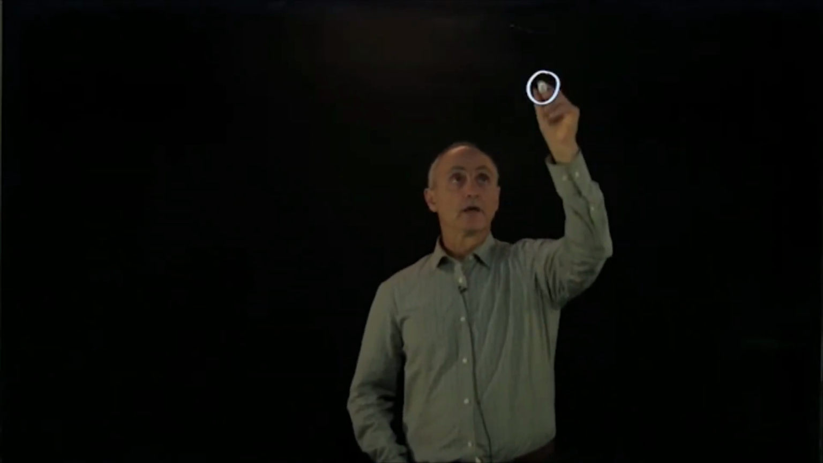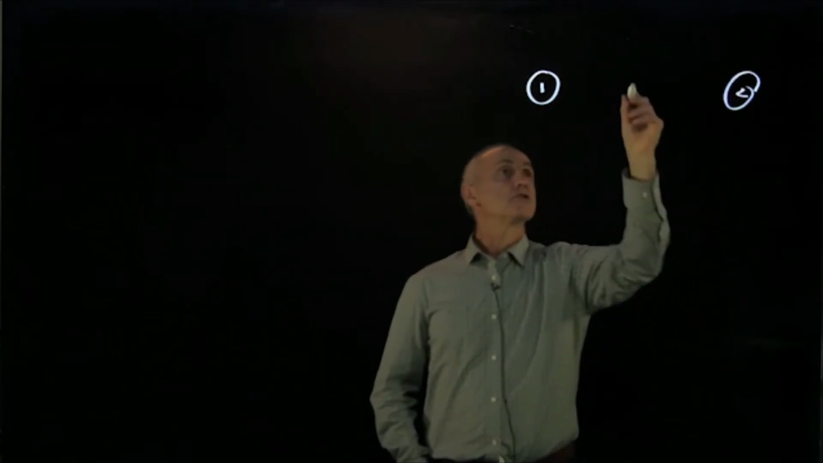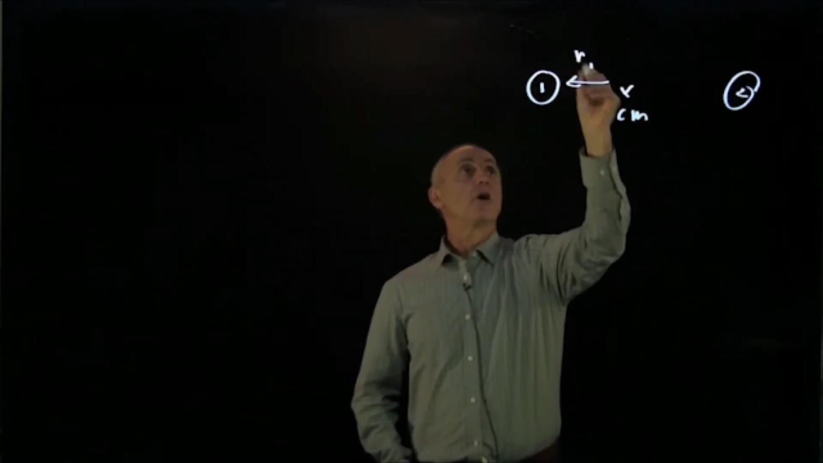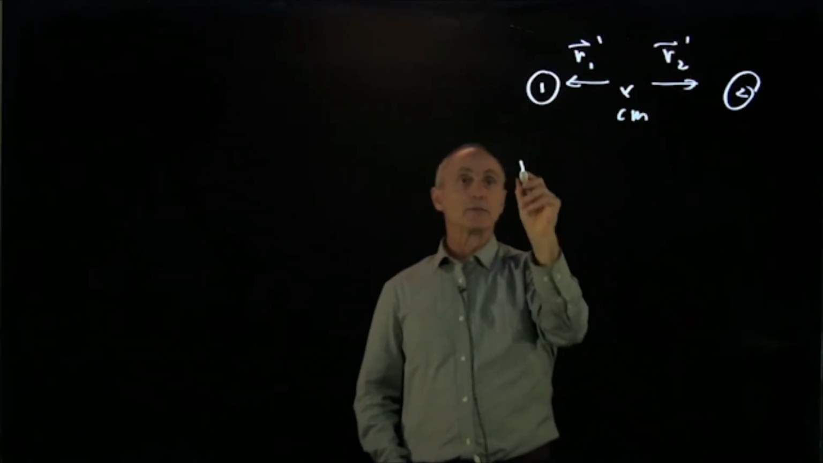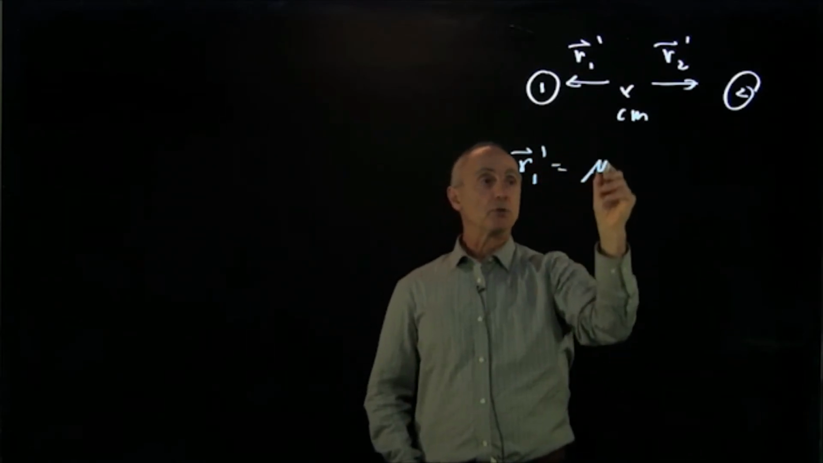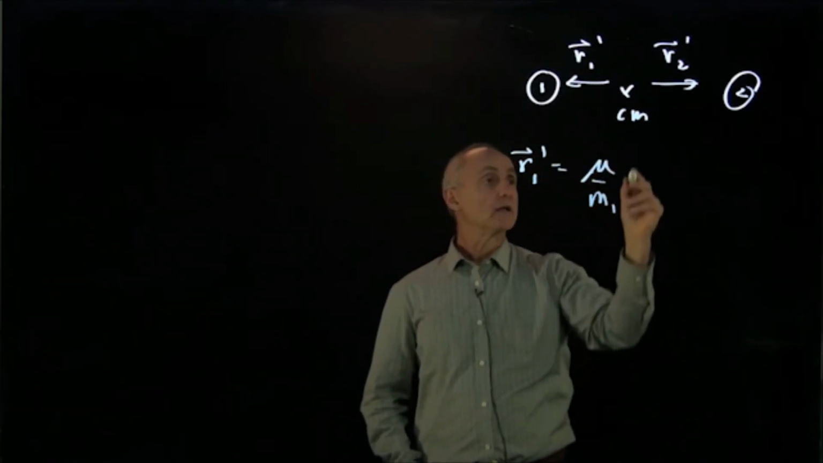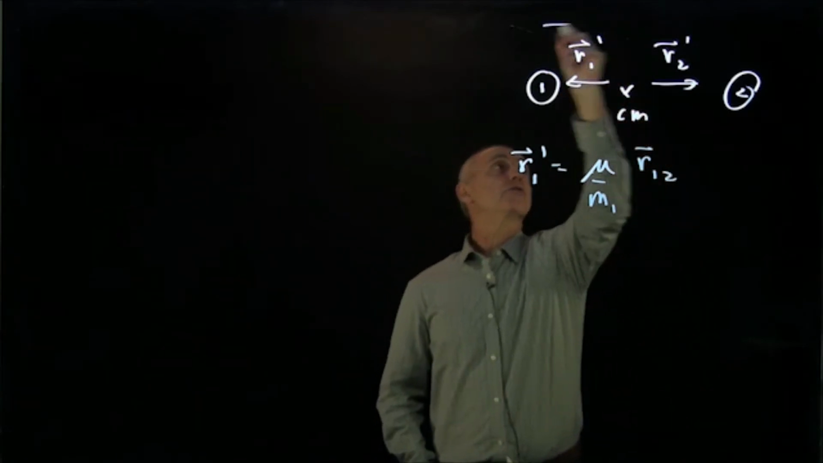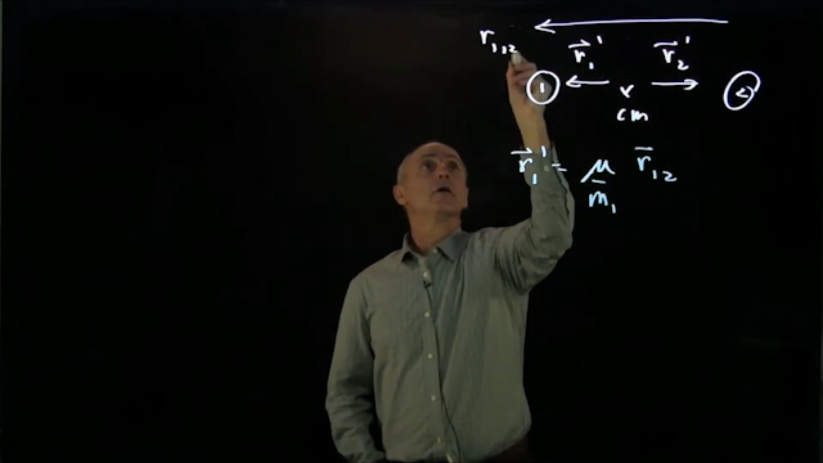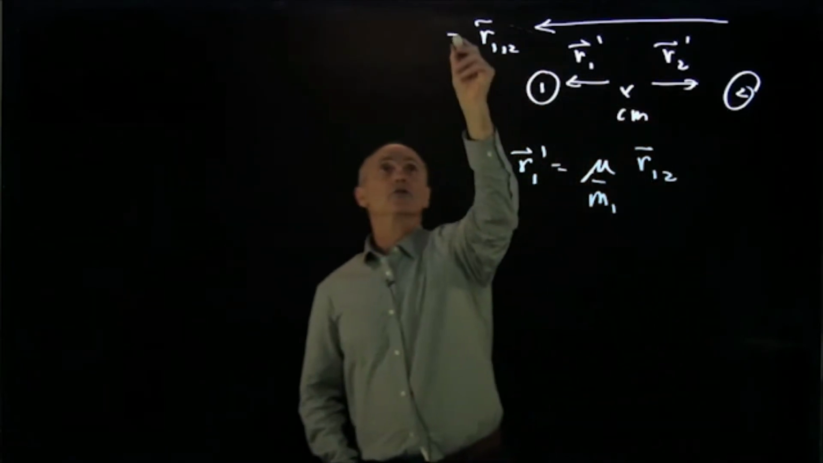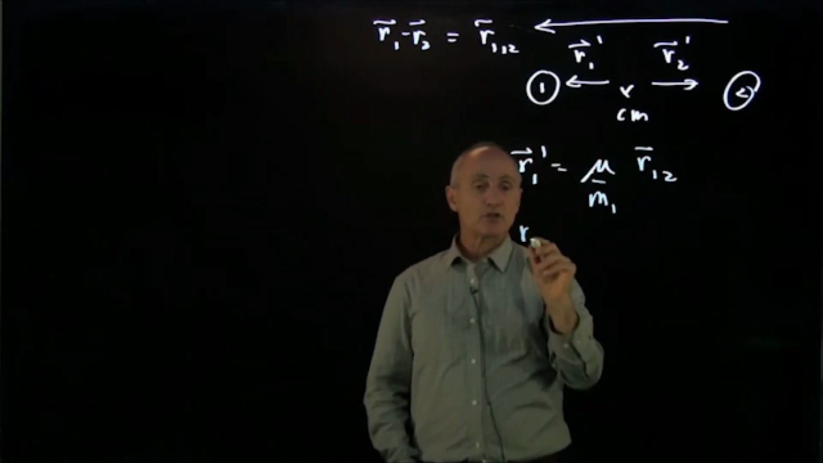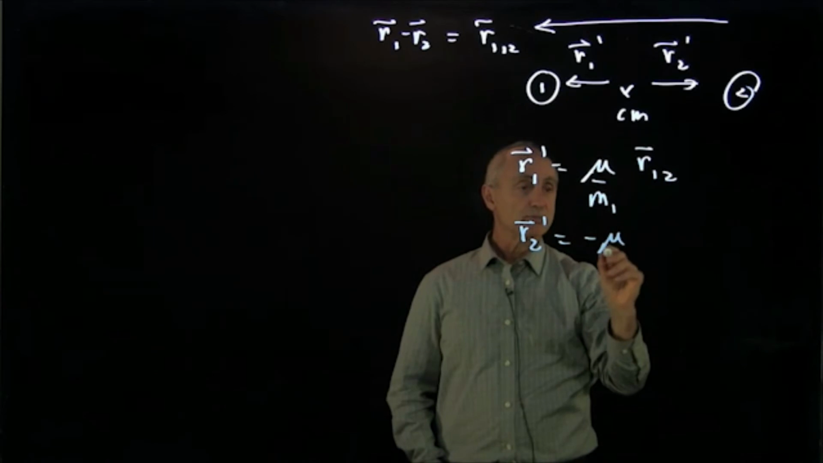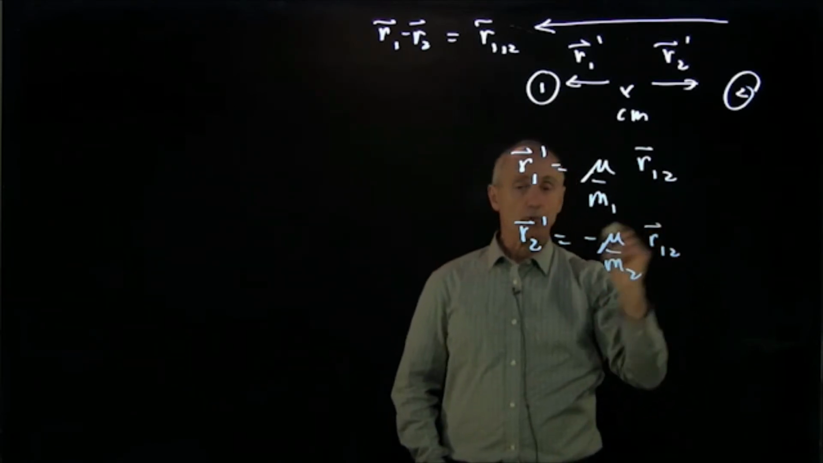Let's examine the velocities of an object in the center of mass reference frame. So we have object 1 and object 2, and we have the CM, and we have R1 prime and R2 prime. And recall that we found that the position vector R1 prime was equal to the reduced mass mu over m1 times the relative position vector R12. I'll draw that up here, R12 from 2 to 1, and just to remind you, R1 minus R2. And likewise, the position vector R2 prime is minus mu over m2 times R12.